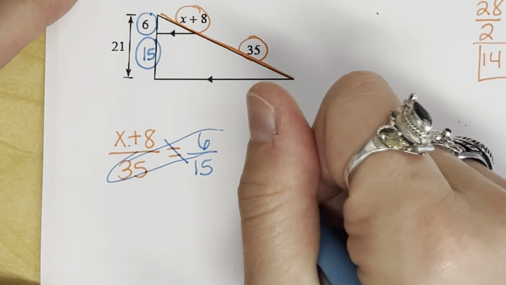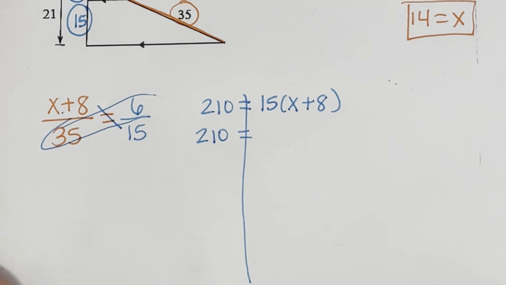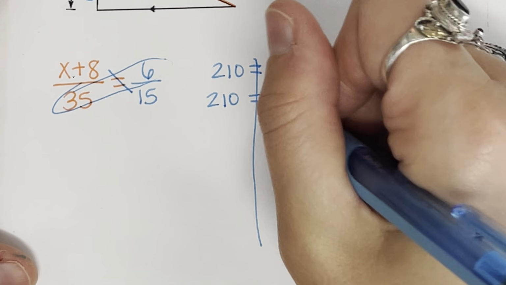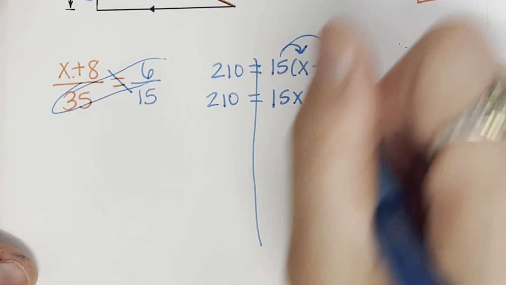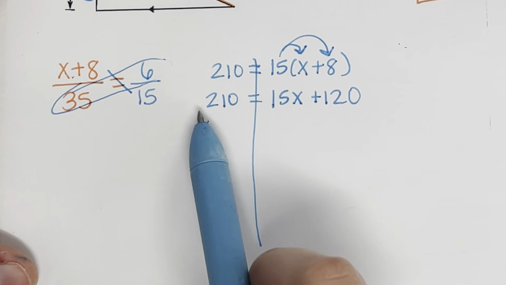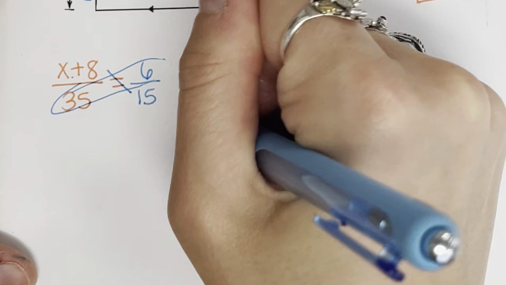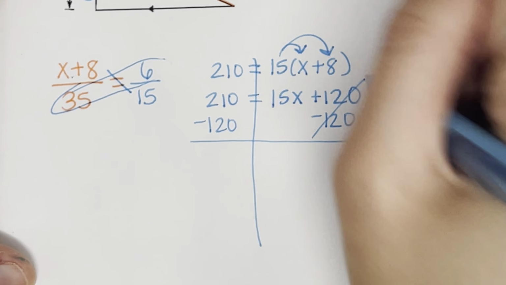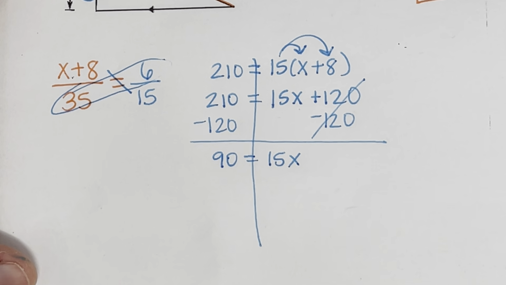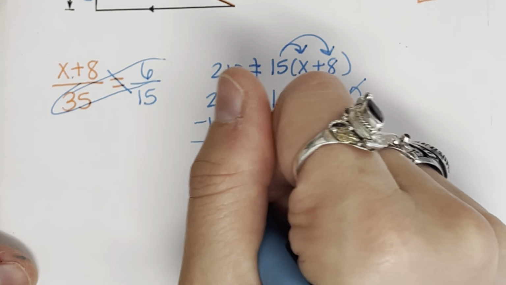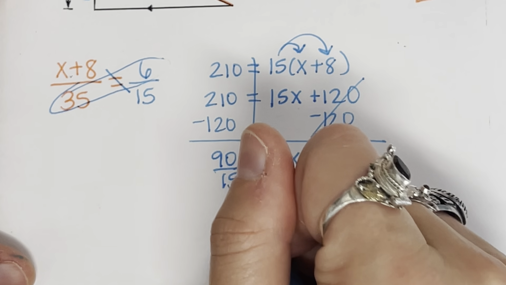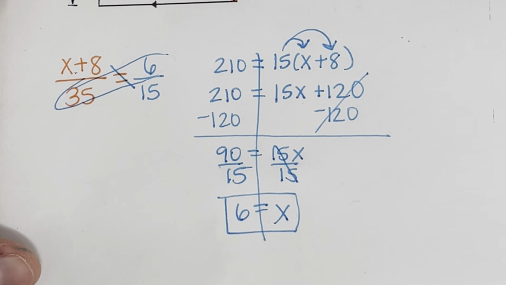So I'm going to do, again, some distribution. Hopefully you're noticing it's a lot of the same things over and over again. So 15 times x gives me 15x. And then 15 times 8 gives me a positive 120. So my x's are by themselves. I'm going to move the constant to the other side by subtracting 120 from both sides. I get 90 equals 15x. And then to get the x by itself, I divide both sides by 15. So 90 divided by 15 gives me that my x value is 6. And I'm done with that problem.